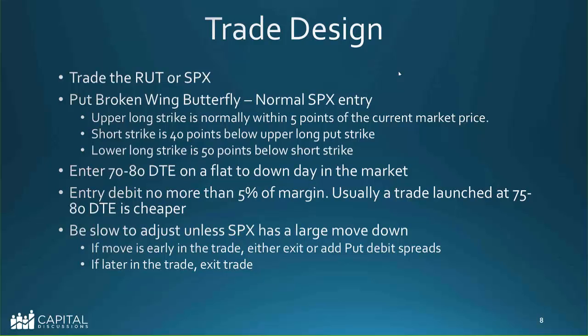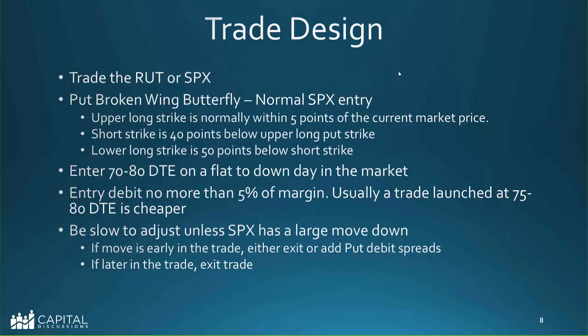Yes, I think so. And the short strike, 40 points below the upper long, that's not hard and fast, but that's kind of generally what we do. And then the lower long is 50 points below the short strike. So it's 90 points between the two longs. And we enter, as we say, 70 to 80 days out. Try and get on a flat to a down day so the volatility isn't hurting you.